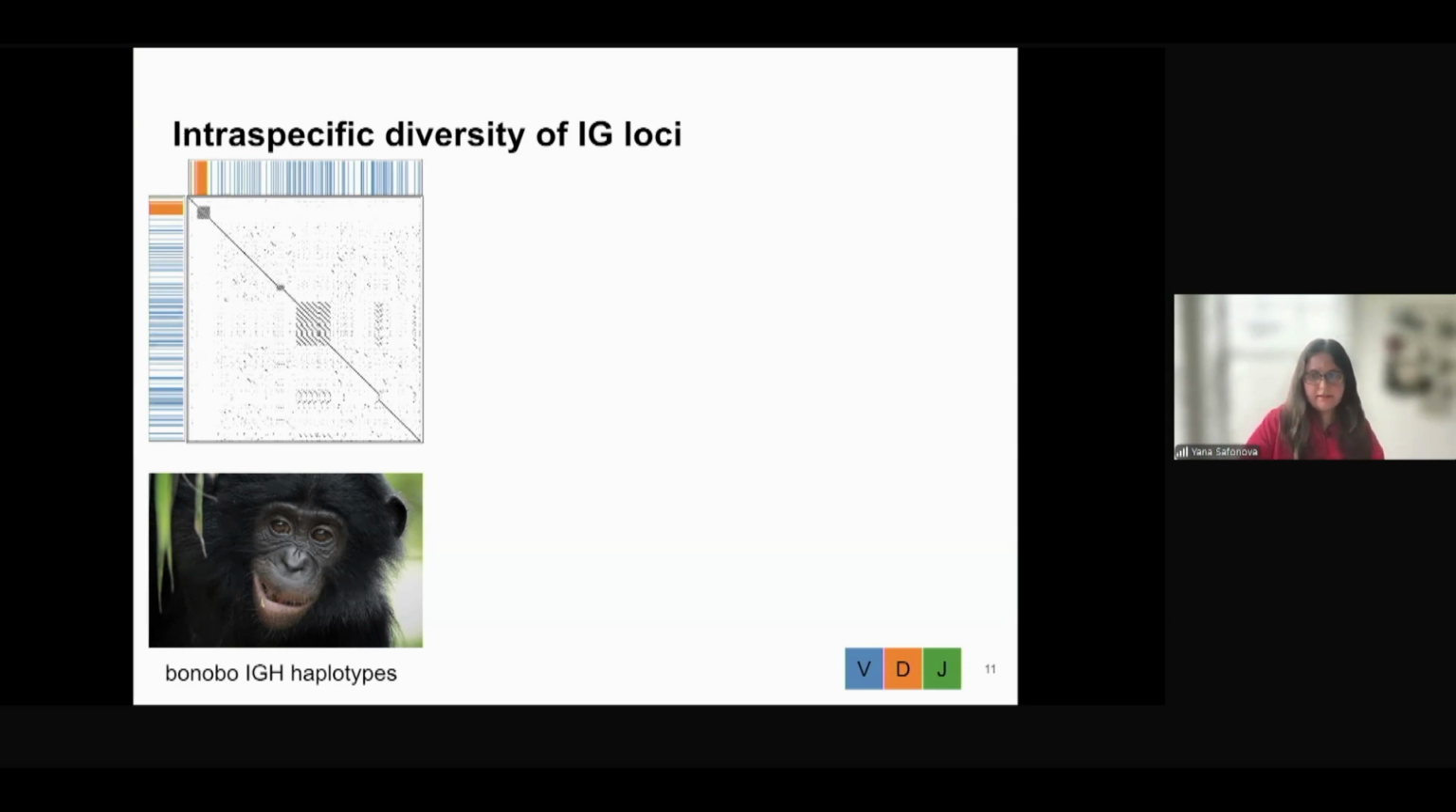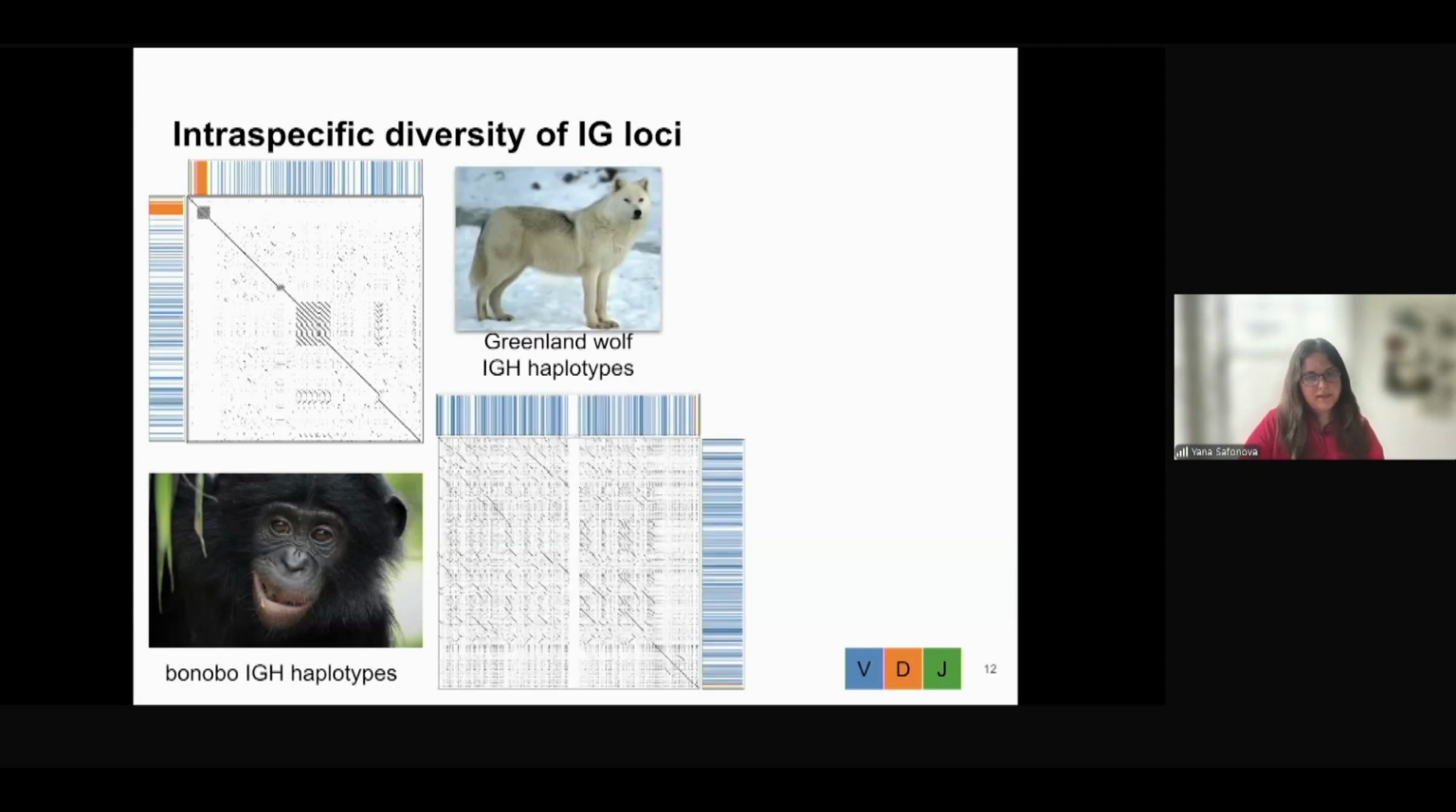That is not a very common situation. Sometimes we might see situations that look completely different. For example, the Greenland whale immunoglobulin heavy chain haplotypes look extremely diverse.